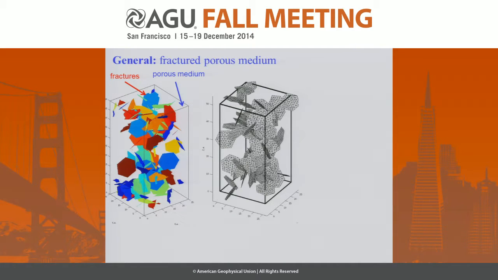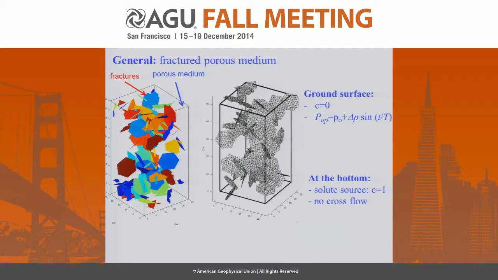So let us look at the fractured porous medium. Everything is 3D, so you have fractures here in color and the porous medium around. And at the bottom, we assume that we have a solute source. And to make it simple, the concentration is equal to 1. And there is no coarse flow. And at the top, at the ground surface here, we have a concentration which is equal to 0.